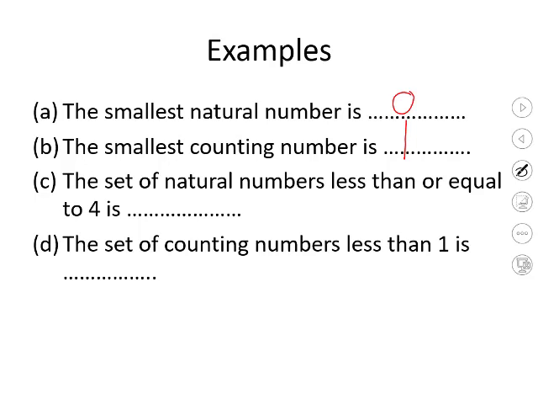The set of natural numbers less than or equal to 4. When I see the word equal, I take 4 with me because it's equal to 4. So I take 4 with me and I say 3, 2, 1, and 0. The set of counting numbers less than 1. I don't have equal here, so I will not take 1 with me. What are the counting numbers less than 1? No counting numbers less than 1. So the answer is the empty set.